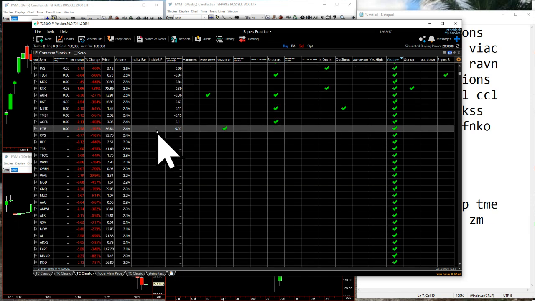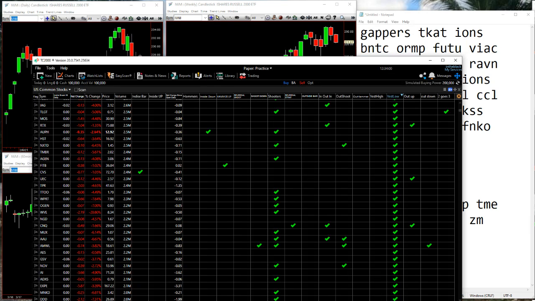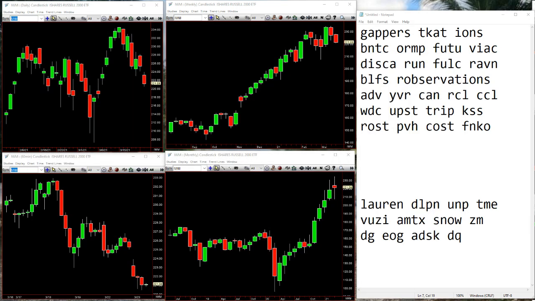Lyft, EXPE, that's giving us a good idea of what's going on out there in the market. When you see a concentration in certain groups, that's where you go. So let's go to that DLPN.